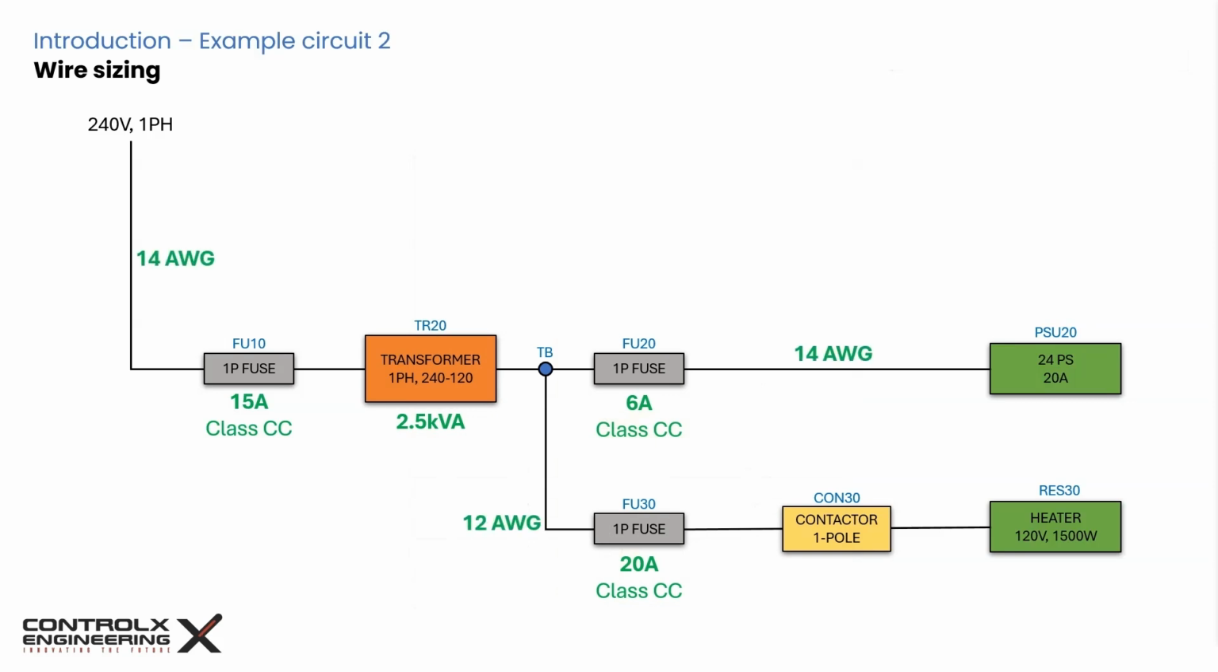Here are the selected wire gauges. One thing to keep in mind is to account for voltage drops based on the length of the wires. For example, if the heater is located further away, requiring longer conductors, then maybe select larger conductors like 10 gauge or 8 gauge, depending on the length.